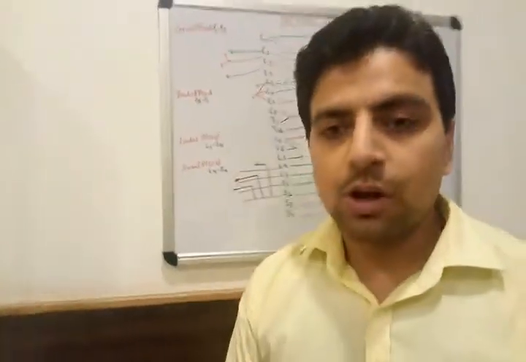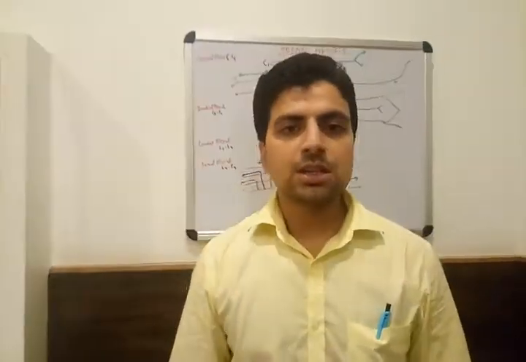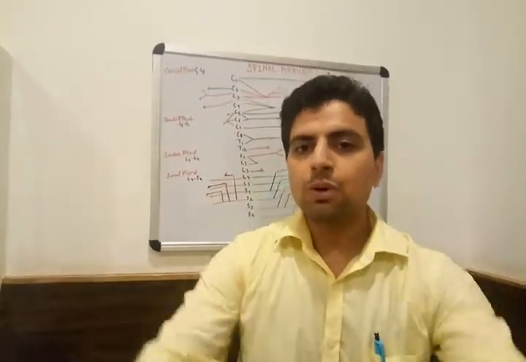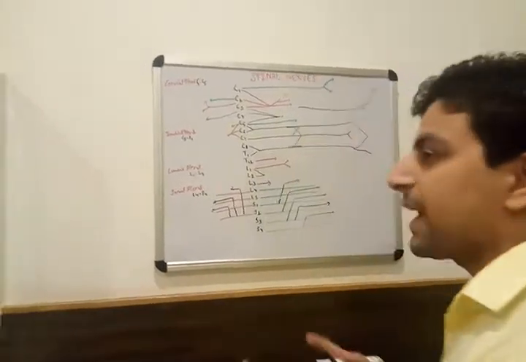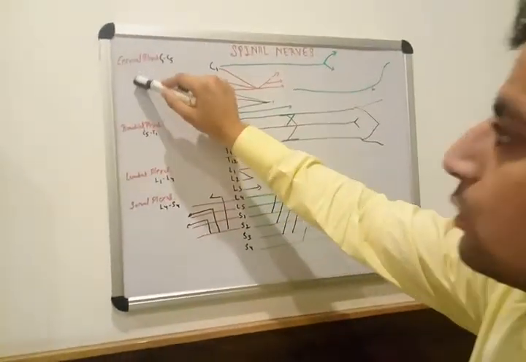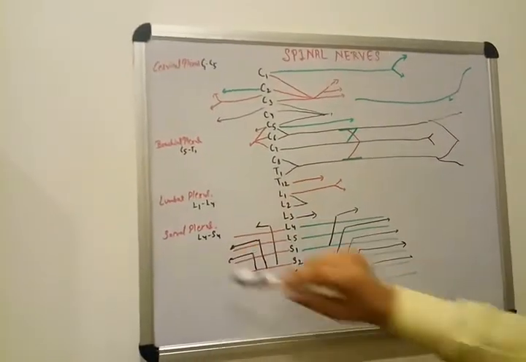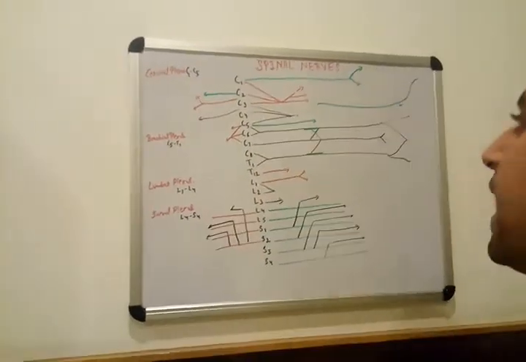Good evening, doctors. Our topic today is spinal nerves, and I am going to explain the whole plexus and spinal injuries: the cervical plexus C1 to C5, the brachial plexus C5 to T1, the lumbar plexus L1 to L4, and the sacral plexus L4 to S4.